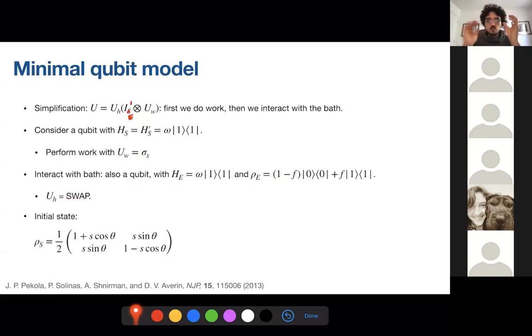So we first do some work in the system, and then we want to measure how much work was done. And so to measure it, we probe it with the bath, right? And I'm going to assume a generic initial state of the system for concreteness. So we have an initial state that has some coherence and some populations and so on. In particular, this angle theta, if it's zero or pi, then we have an incoherent state. And if theta is not zero, then we have some coherences.